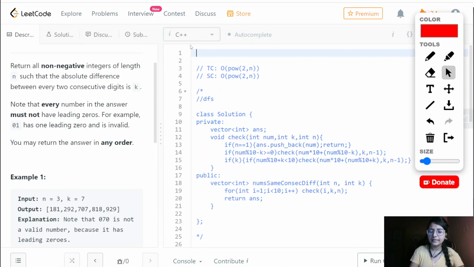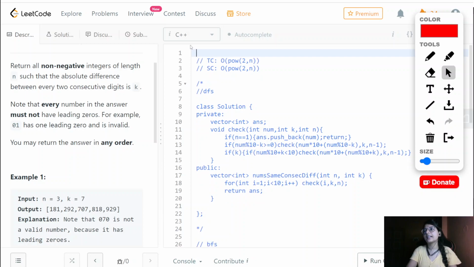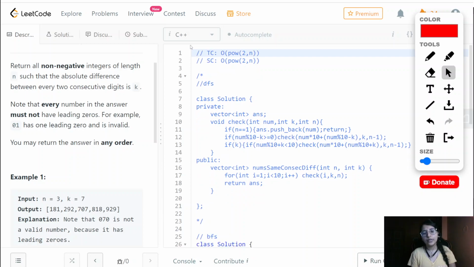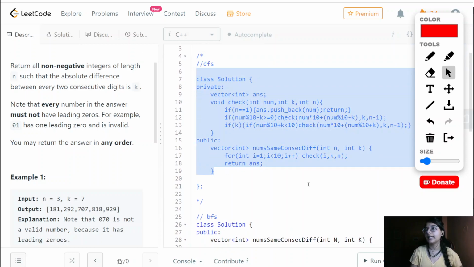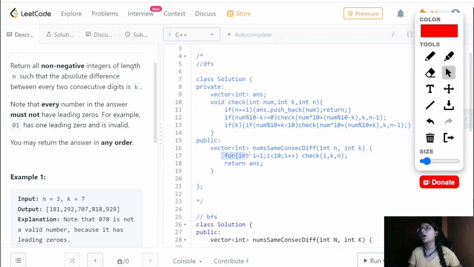As for the time complexity and space complexity, as it is a recursion-based solution, it is exponential, 2 raised to the power n, just because either we choose or we don't choose. So we have 2 options. That's why it is exponential time, 2 raised to the power n, for both time complexity and space complexity. Now here is the DFS approach for the same.